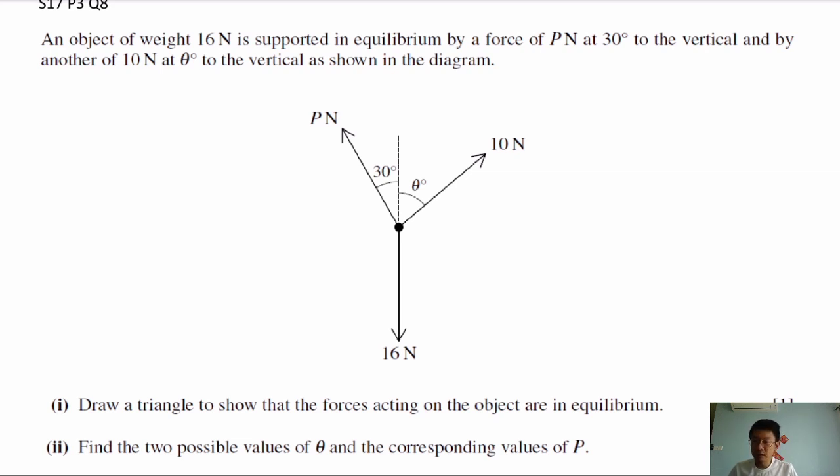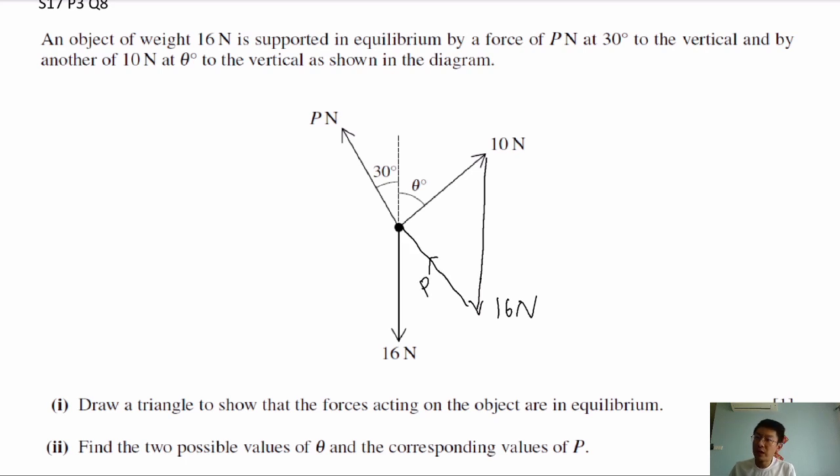Of course, there are a lot of ways that you can construct your triangle. For this one, because this is an equilibrium, when we construct the triangle, the arrows showing the direction of the forces must be either clockwise or anti-clockwise. If that is the case, one of the possible triangles that we can do is to move the 16 here, and then we have the P, which is like this.